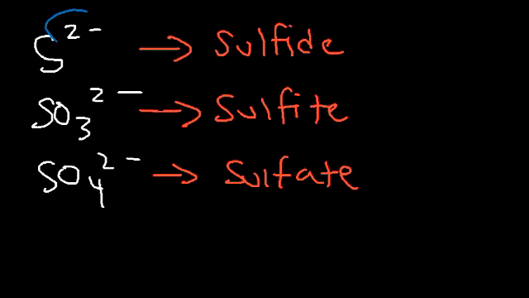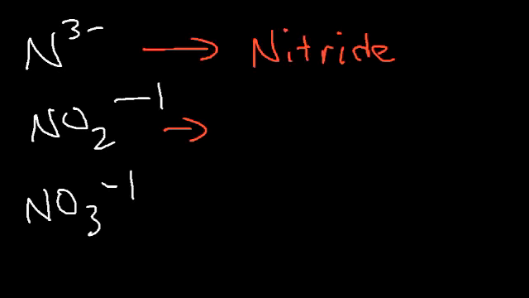Consider these three. What do you think the names are for these three ions? So N3- is known as nitride. It has an IDE ending. It's a monoatomic ion. And here we have a polyatomic ion called nitrite. And this one is a nitrate. So notice that ate has one more oxygen. But in this case, the charges are not identical. Nitride has a charge of -3, but nitrite and nitrate have a charge of -1.